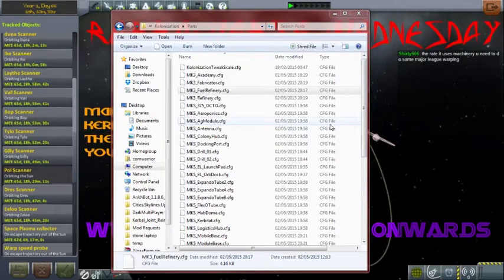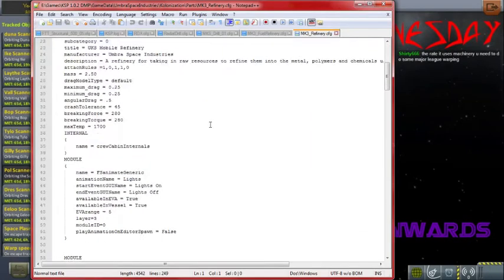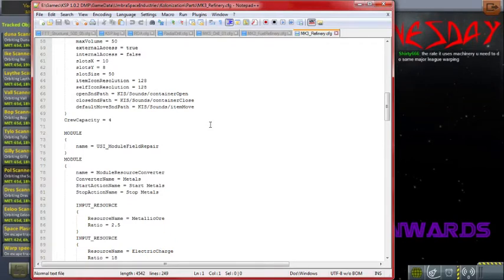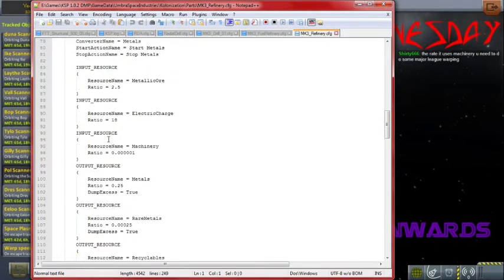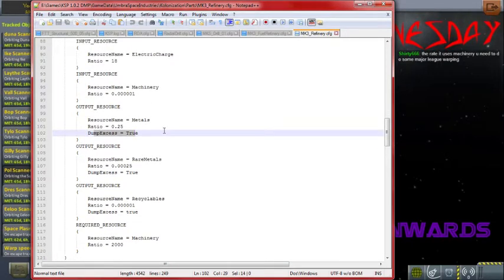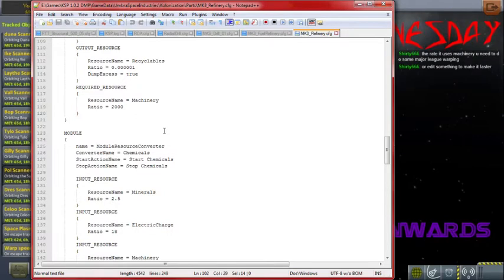Anything else on here that needs to be looked at? Let's take a look at the other refinery one and just sort of confirm it. Animate generic, kiss inventory. Resource converter, this one's for metals, same syntax, dump excess. Pretty much the same, I think.